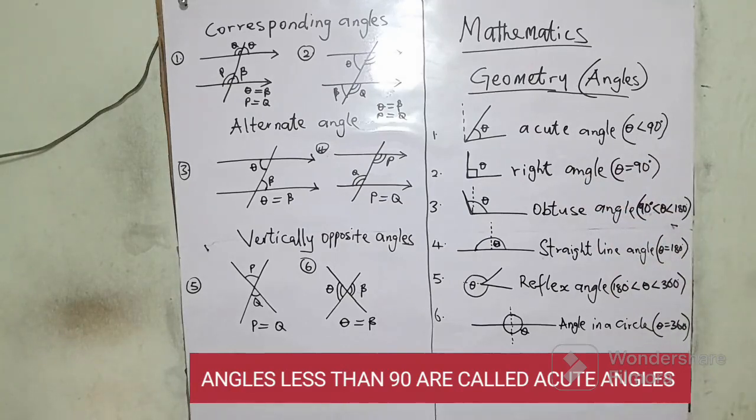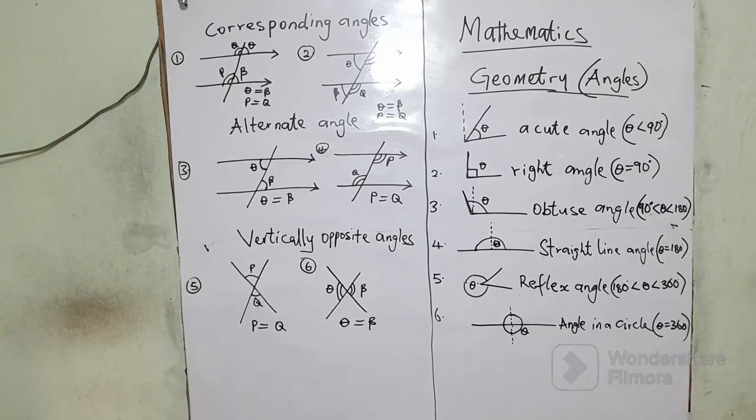So we need to understand what an acute angle is. They are angles less than 90 degrees. This includes 1 degree, 2 degrees, 10 degrees, 20 degrees, 30 degrees, 70 degrees, and so forth, provided it is not up to 90 degrees. We call all those angles acute angles.